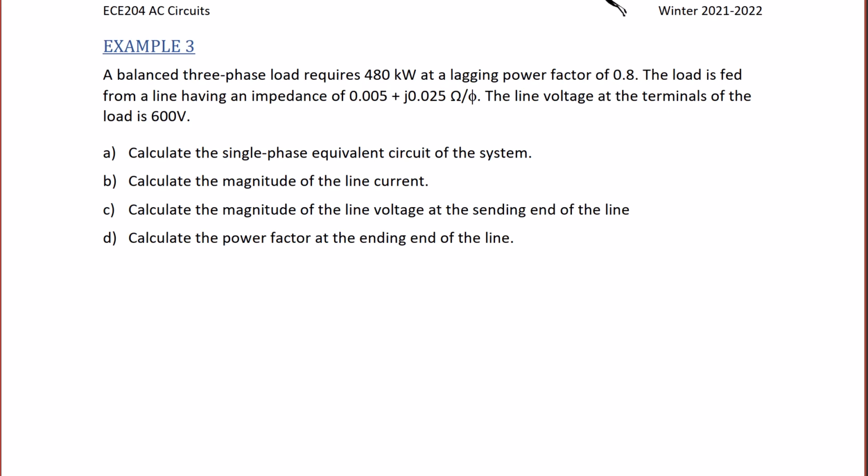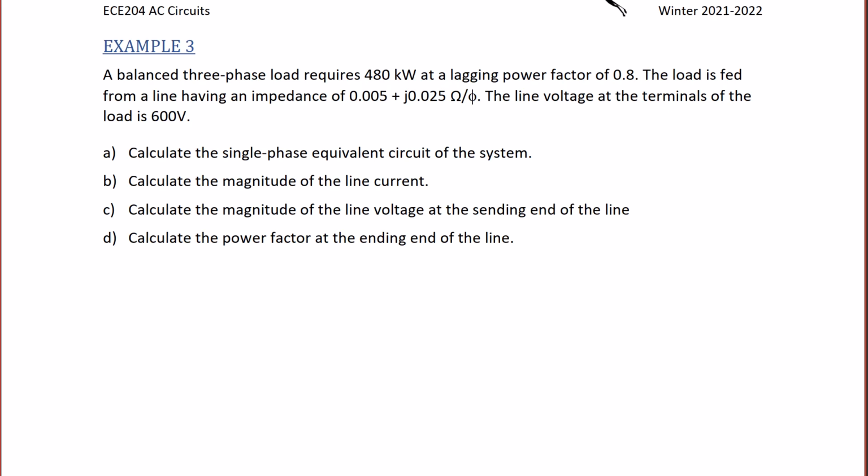Part A, calculate the single-phase equivalent circuit of the system. Part B, calculate the magnitude of the line current. Part C, calculate the magnitude of the line voltage at the sending end of the line. Part D, calculate the power factor at the sending end of the line.